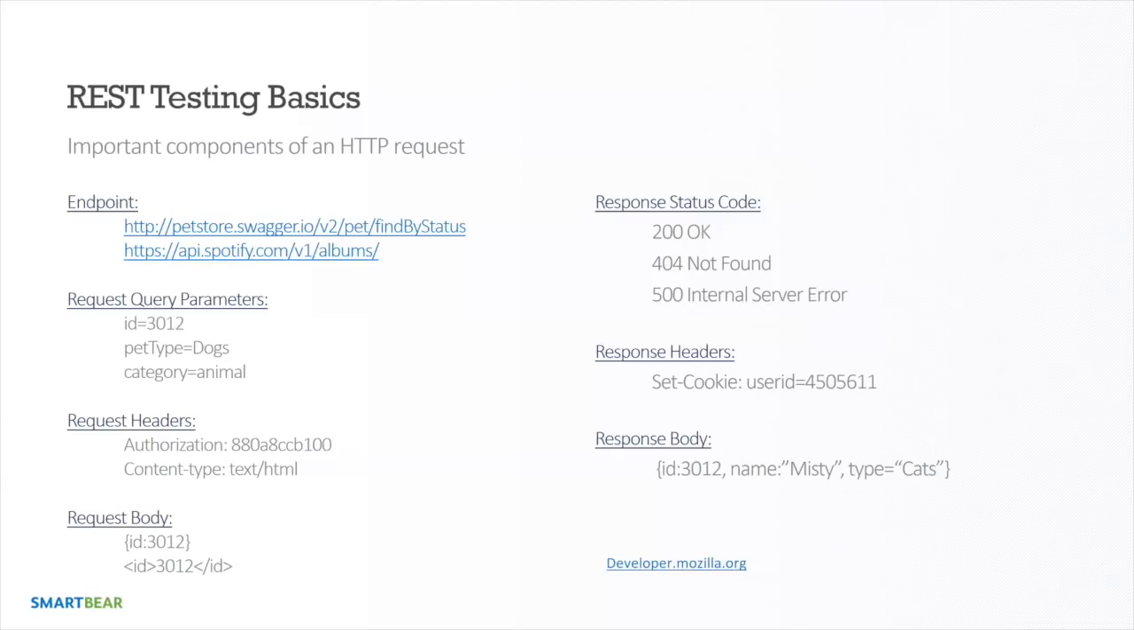Things like response status code, we actually have some automated assertions against that that we'll be able to test against. And then the response headers and body. Again, what we looked at before, here in our example, we have the ID and then the type, which is cats.